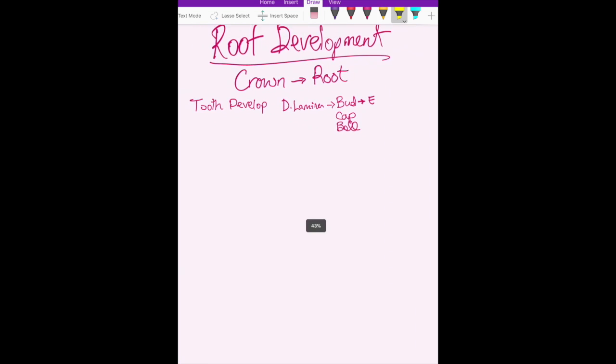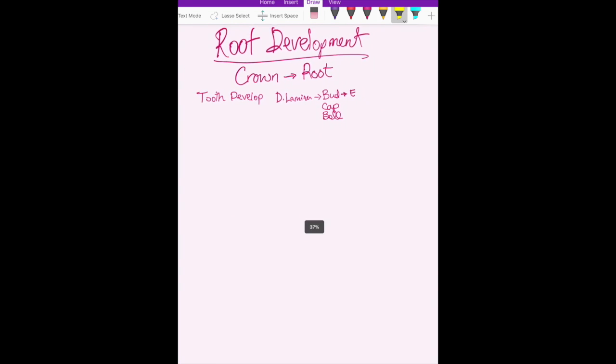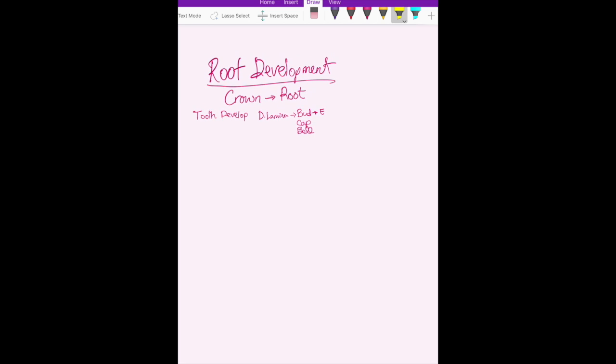Okay, so this will be our kind of outline. Started right here. So we will do one root, then we'll talk about how to form multi-root, such as in the molars. And then we'll talk about the Hertwig epithelial root sheath, and then some anomalies. So one root, two root, Hertwig epithelial root sheath, and the anomalies.